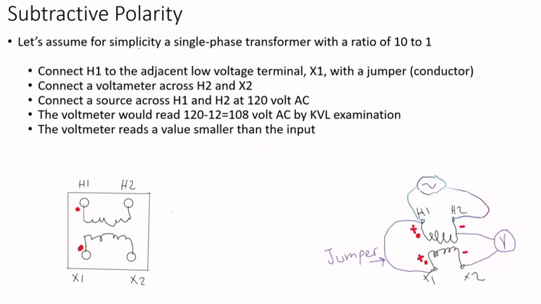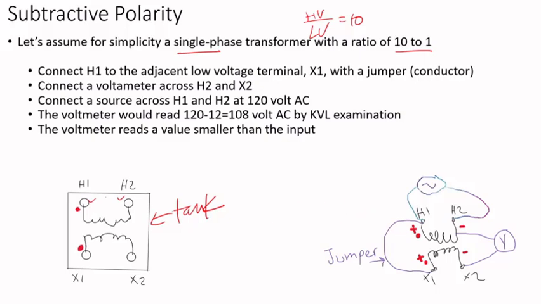So I'll start with subtractive polarity. So let's assume, just as a simple example, we have a single phase and the ratio between high voltage and low voltage is 10. In other words, if you take high voltage divided by low voltage, that's a ratio of 10. Now, if you look at it, this is the tank, for instance, and these are bushings, H1. So H1, for instance, is the hot or the line connected to the line, and H2 would be the neutral. Then you have X1, X2, so single phase transformer.